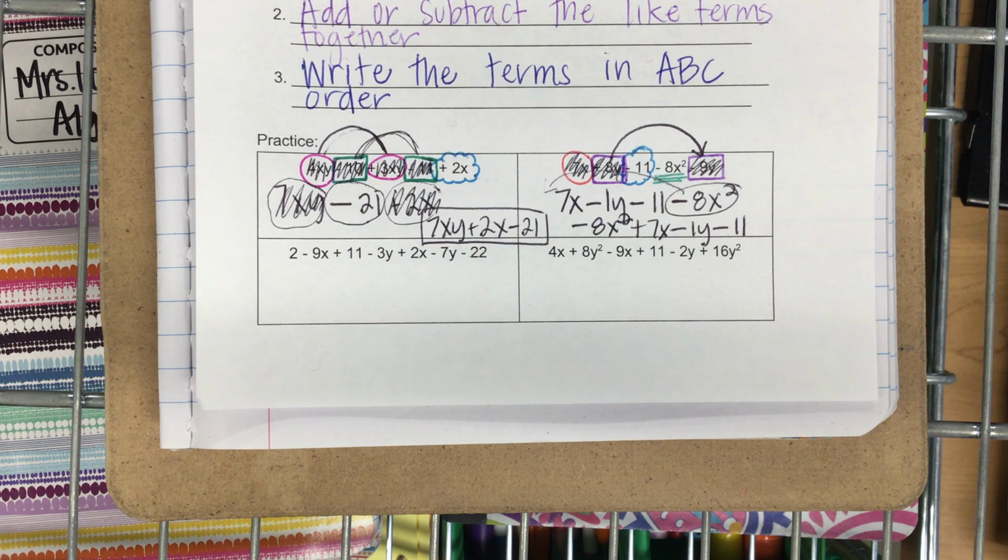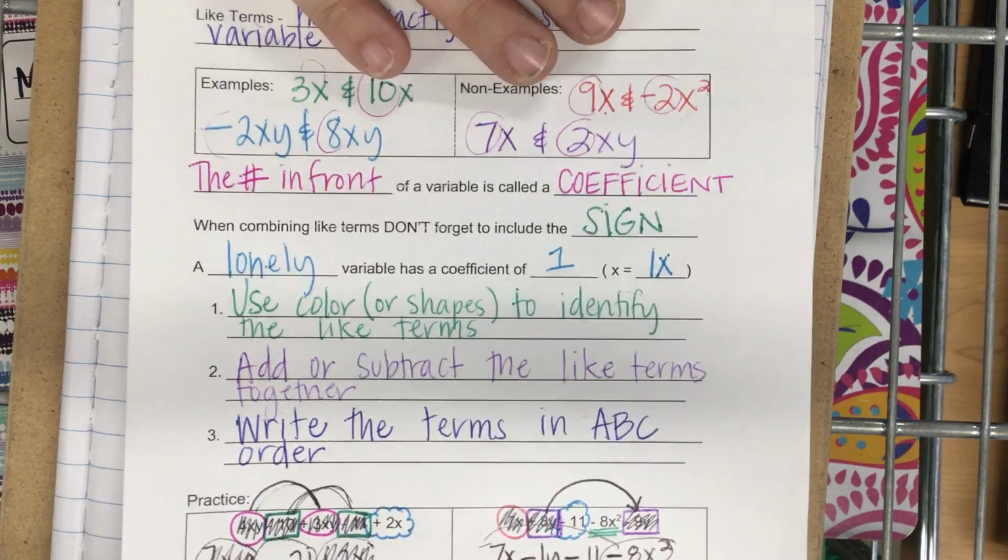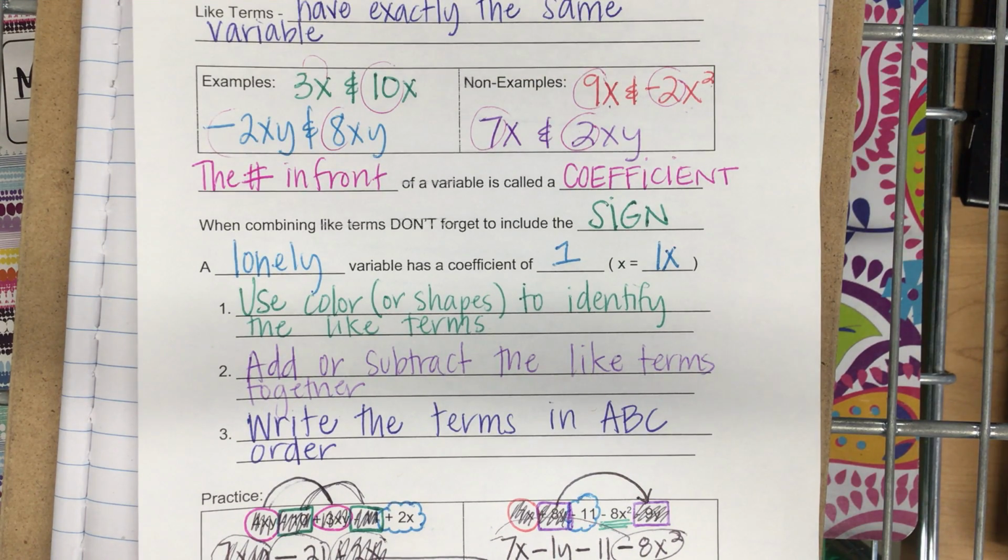Organize. Step by step. The directions say use color or shapes to identify the like terms. So circle the things that go together, draw a square around the things that go together. Like terms have exactly the same variable. Then we're going to add or subtract them together.